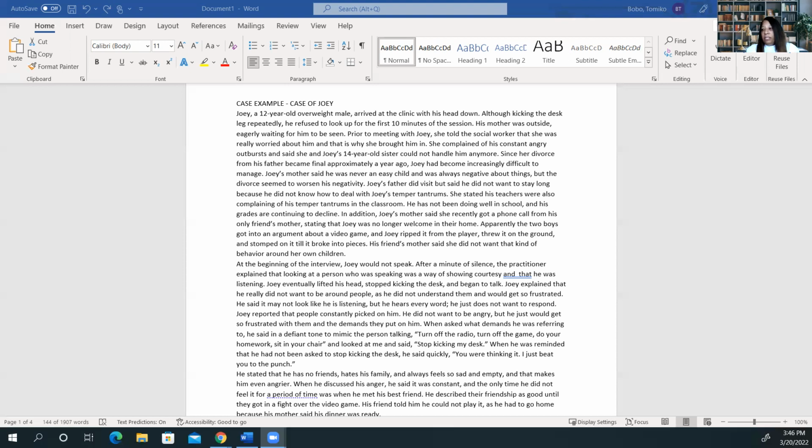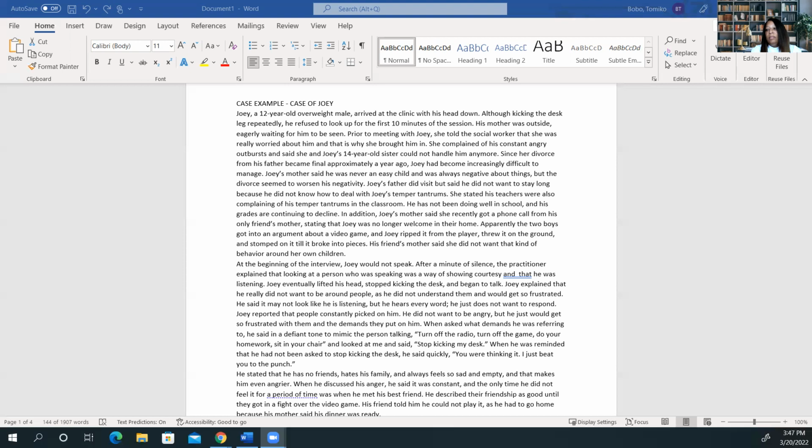Joey's father did visit, but said that he didn't stay long because he didn't know how to deal with Joey and his temper tantrums. He stated that his teachers were also complaining of his temper tantrums in the classroom. He was not doing well in school and his grades were continuing to decline.